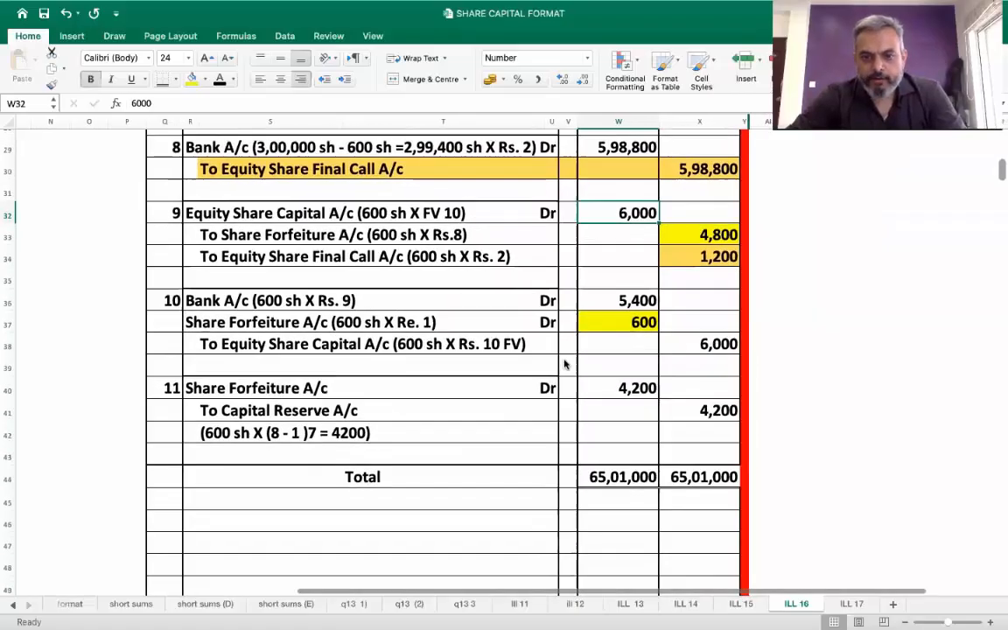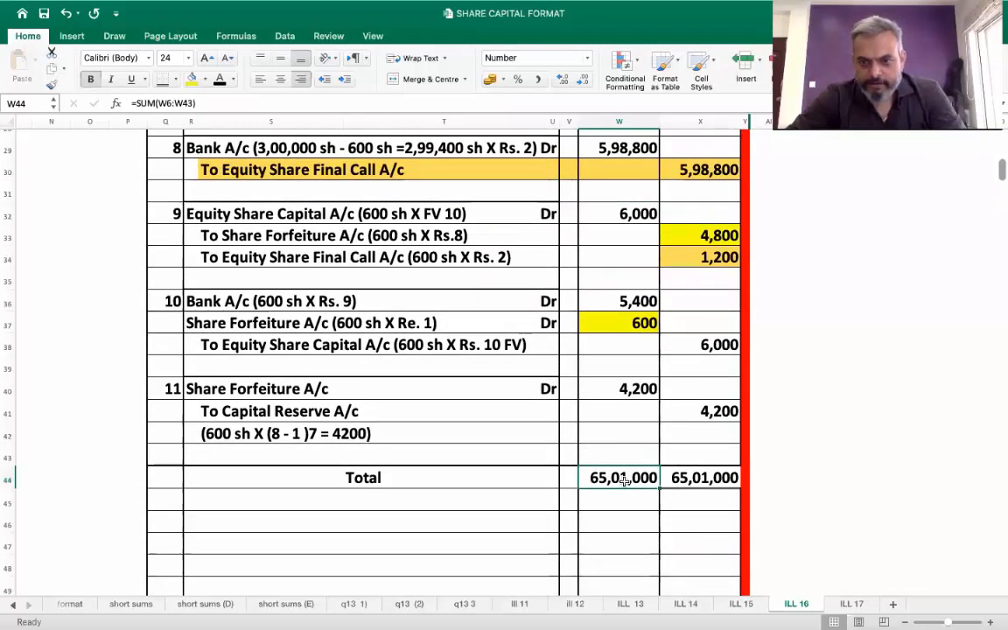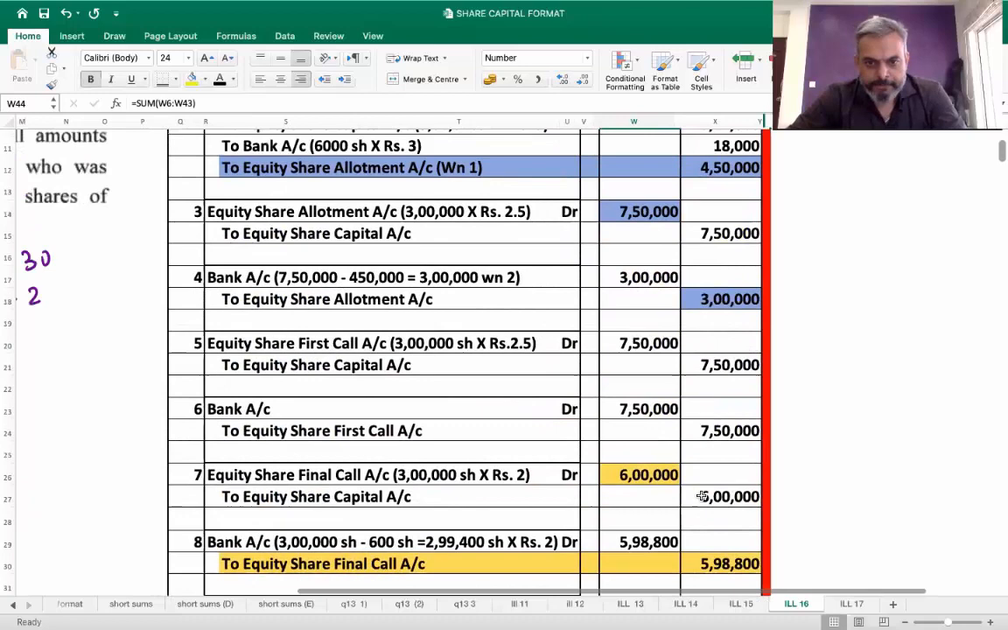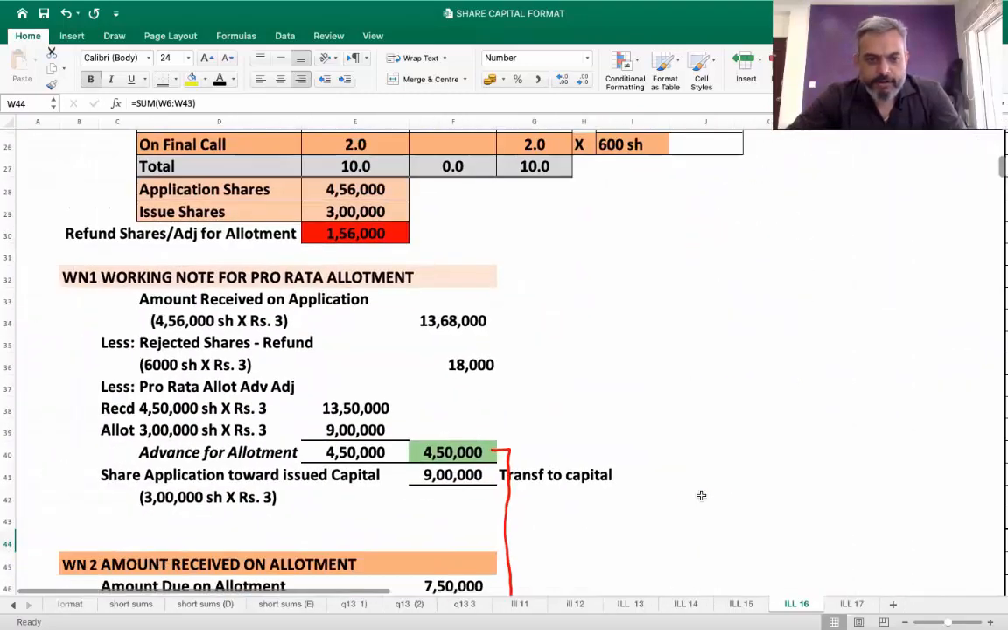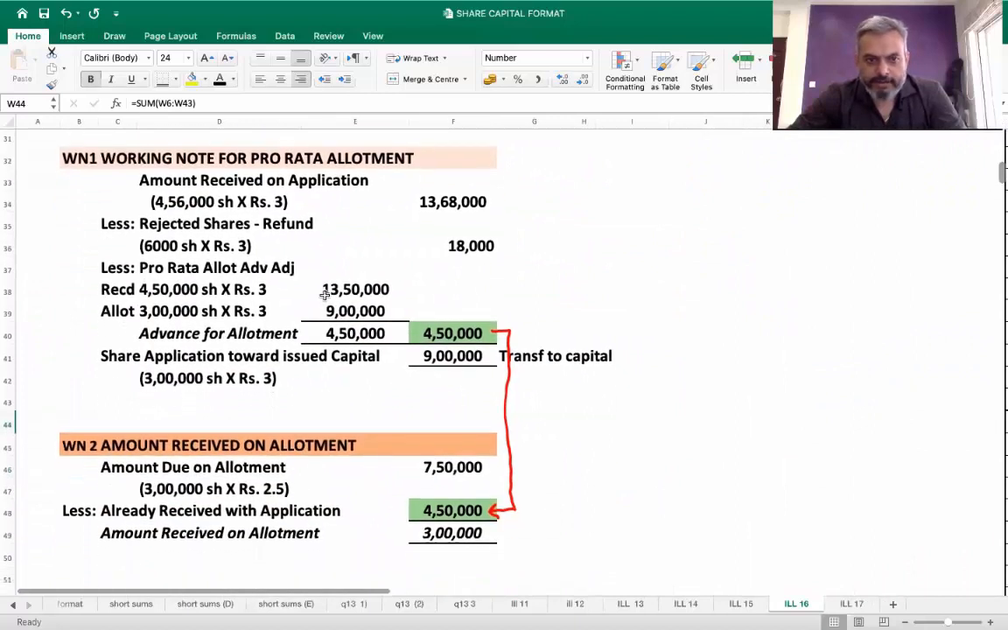If you are using the old textbook, then there is a correction. This total was wrong, so this is the correct total. If you're using the new textbook, then this is rectified in the textbook. Go through the sum and see if you have any doubt. I hope you understood this working.